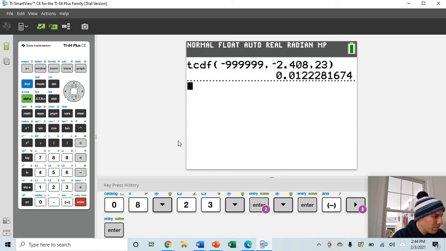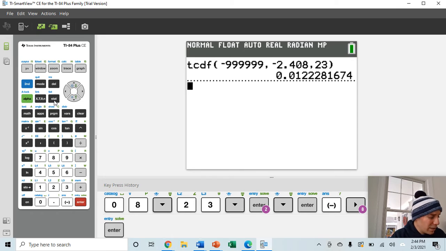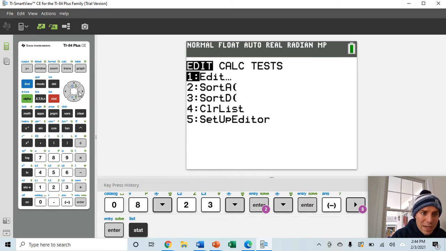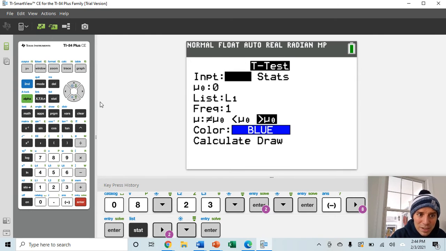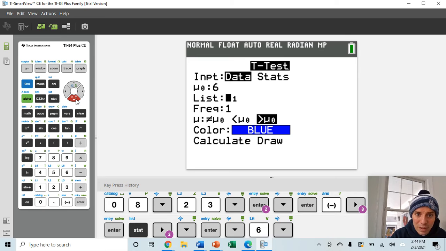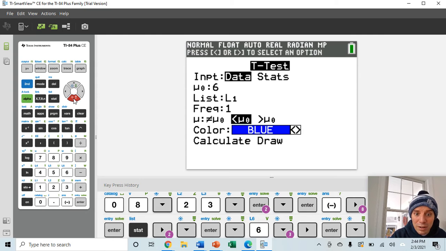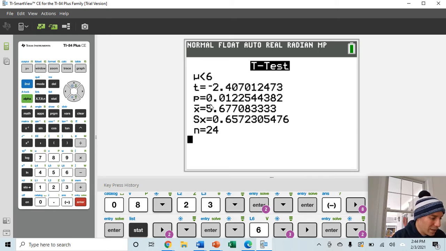Now, if I'm going to use the calculator to run the entire test, which is my suggestion to you, I'm going to go to stat, over to tests, and I'm going to run a t-test. I inputted data in here, so I can just leave it as data. Then I'm going to change this. My hypothesized value is 6. That's what mu sub 0 represents in the calculator. Keep L1, keep this, and we're looking at a less than. You can either draw and see the curve, or you can hit calculate. And there you go. There's your p-value again.